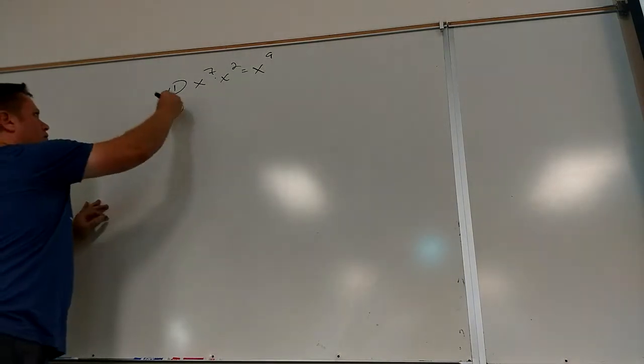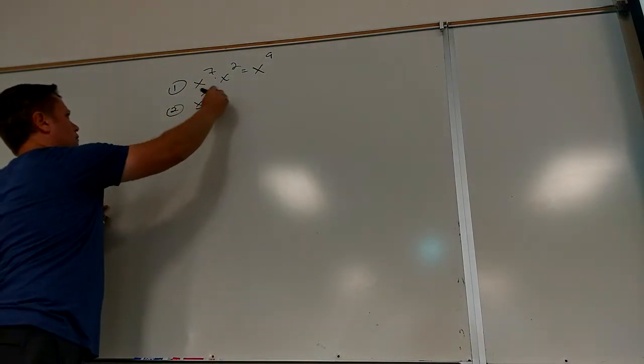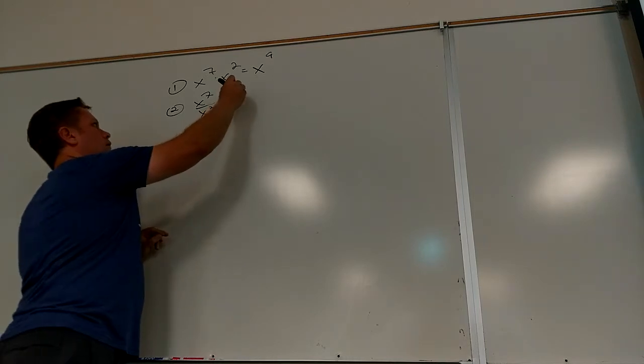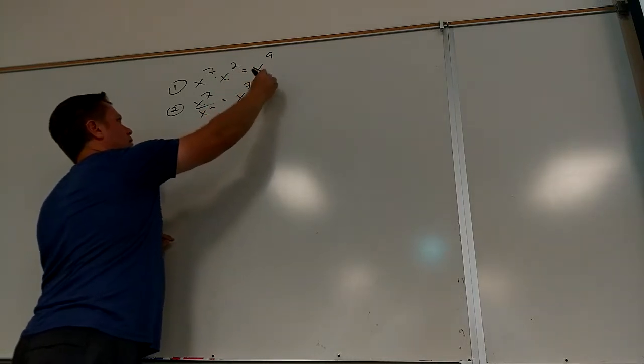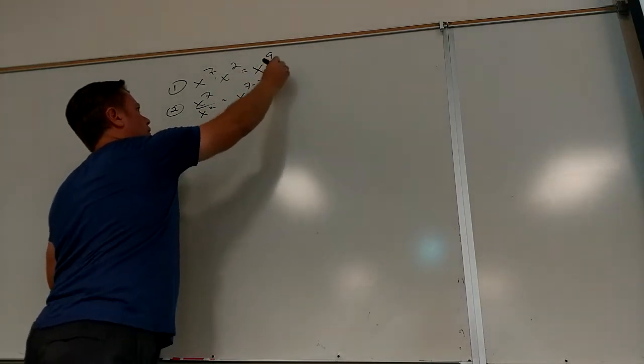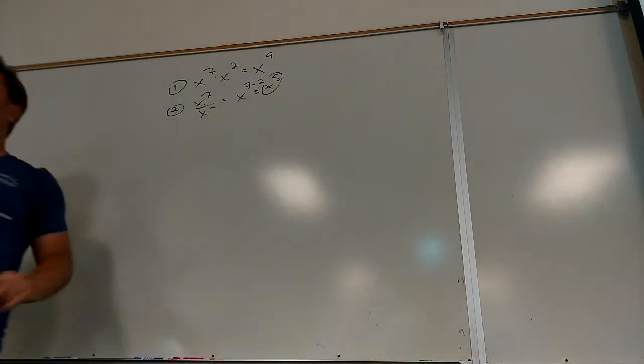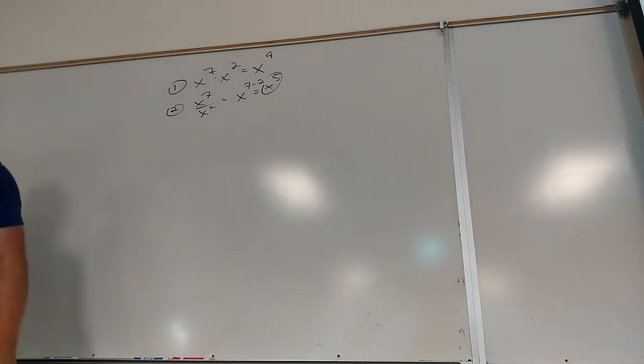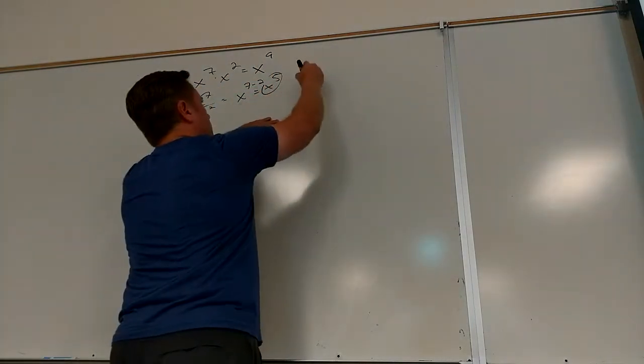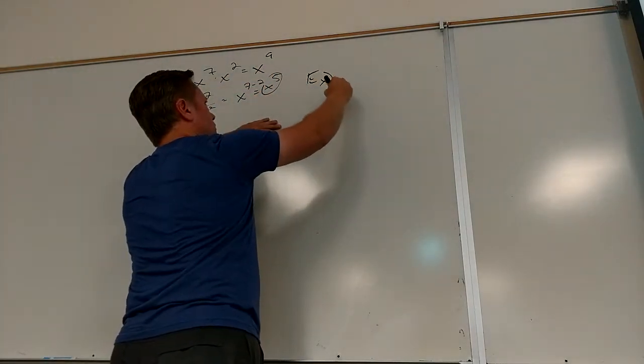What about if I had x to the 7th divided by x squared? X to the 5th. Yeah, that'd be 7 minus 2, so that'd be x to the 5th, right? So add when you multiply like bases, subtract when you divide like bases.